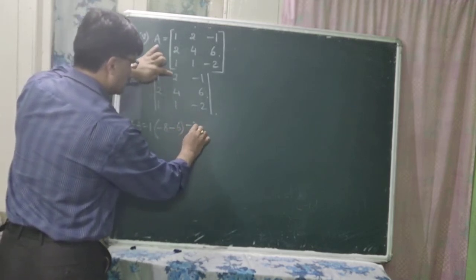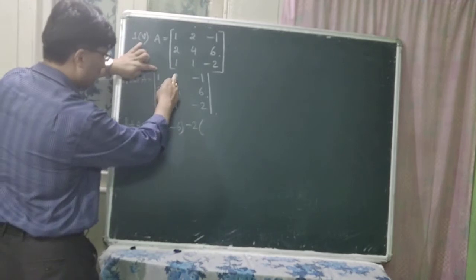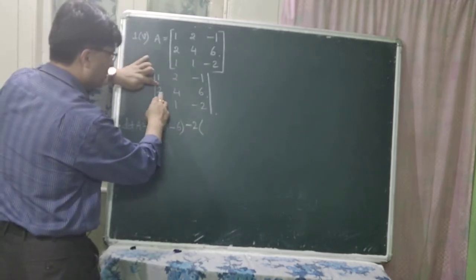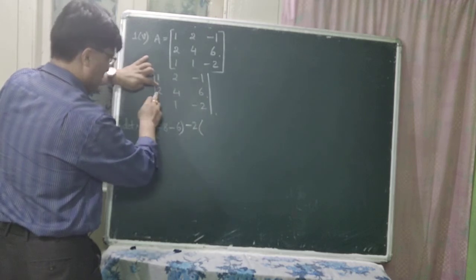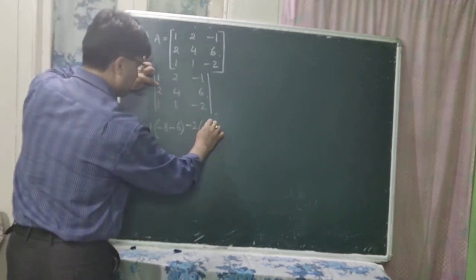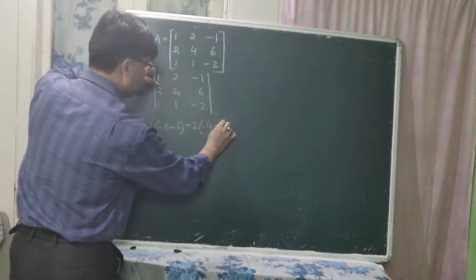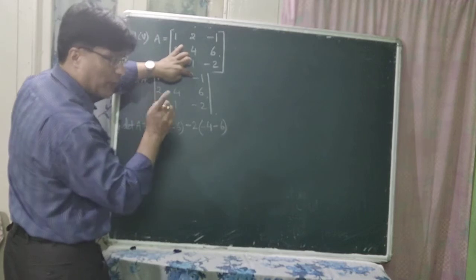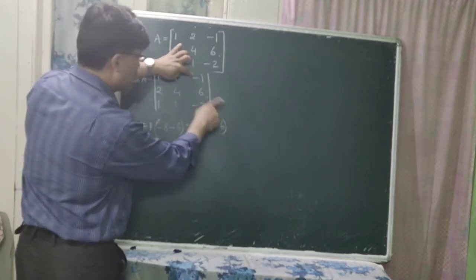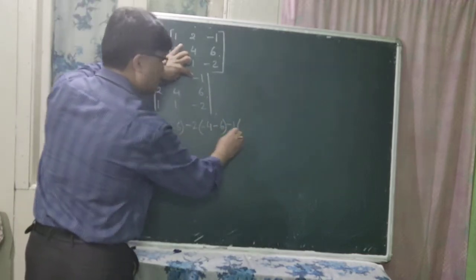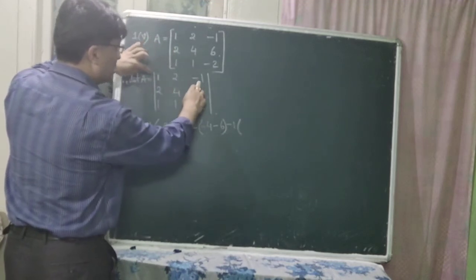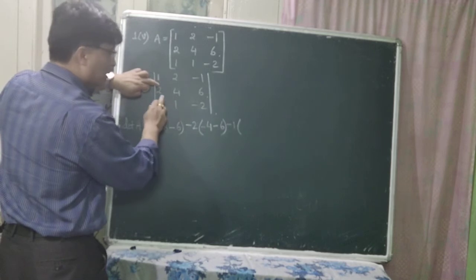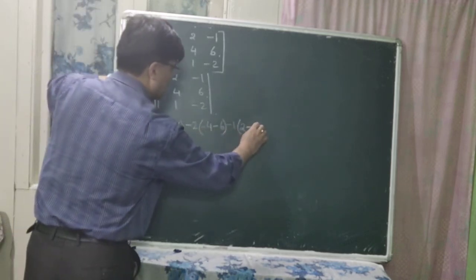Then write down minus 2 within bracket. Delete the row and the column through the element. That means first row and second column are deleted. What remains? 2, 6, 1, minus 2. That is 2 into minus 2, minus 4, minus 6. Right? Then comes plus. Plus minus plus. But plus and minus is minus 1 within bracket. Delete the row and the column through the element minus 1. That means first row and third column are deleted. So it remains 2, 4, 1, 1. That means 2 ones are 2, minus 4 ones are 4.